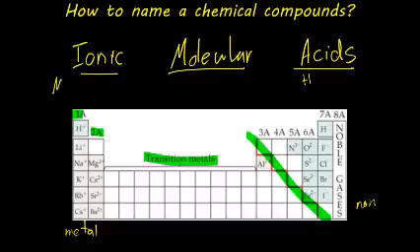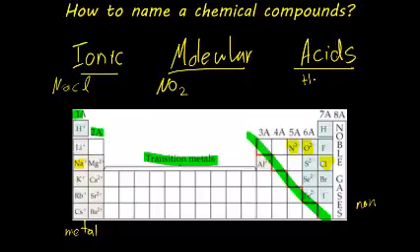So for example, NaCl. NaCl, is it molecular or ionic? Na is sodium, is from the left side. Cl is chlorine, is from the right side. So it's ionic. Another example, NO2, nitrogen and oxygen. Nitrogen, it's on the right side. Oxygen, next to it, it's on the right side as well. So both elements are on the right side of the periodic table, so it's a molecular.